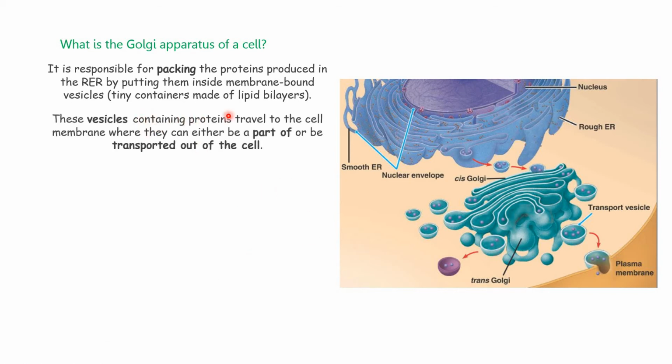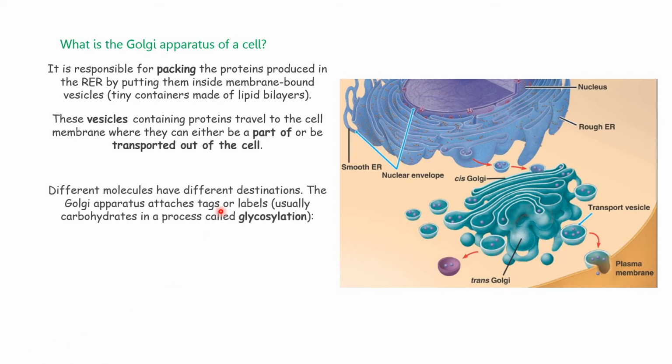Now, these vesicles containing proteins travel to the cell membrane where they can either be part of or be transported out of the cell. And also, different molecules have different destinations. So, the Golgi Apparatus attaches tags or labels, okay, usually carbohydrates in a process called glycosylation. Para saan? Para, number 1, yung protein na nag-enter sa Golgi Apparatus, by mistake, ipapadala siya pabalik sa cytosol.